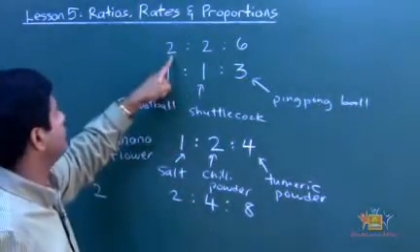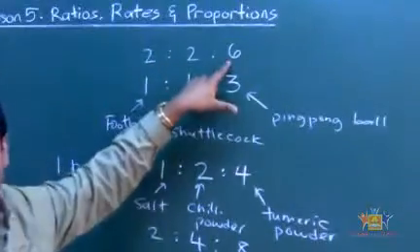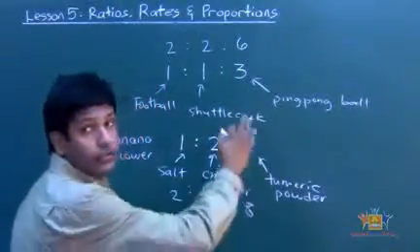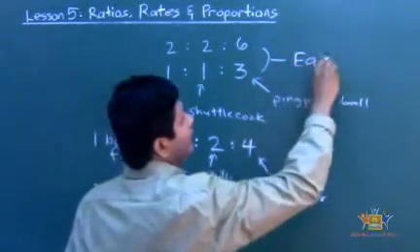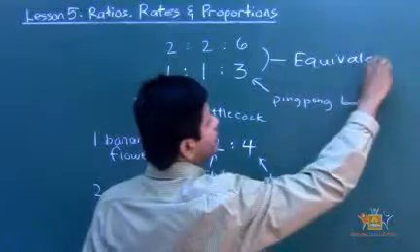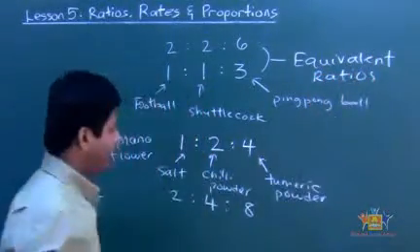Alright? Which would be 2. 2 divided by 2 is what? 1. 2 divided by 2 is 1. 6 divided by 2 is 3. So these two are equivalent ratios, okay? Equivalent ratios. Now what about these two?